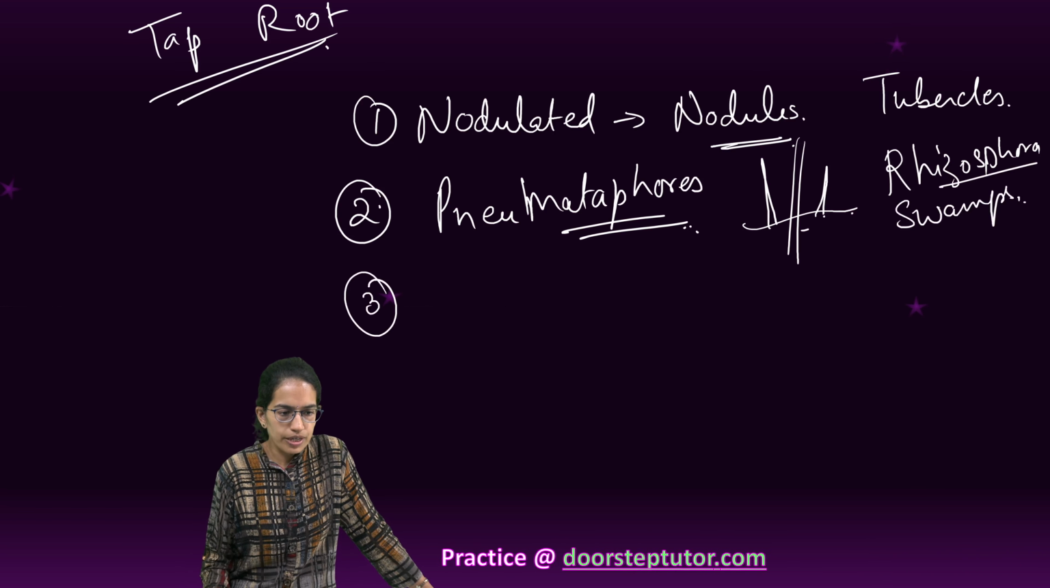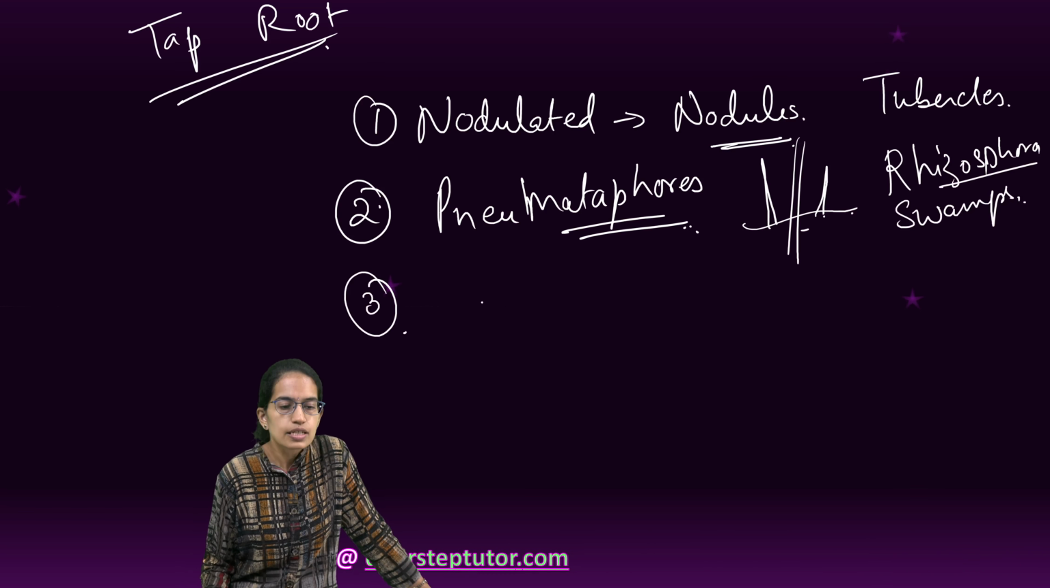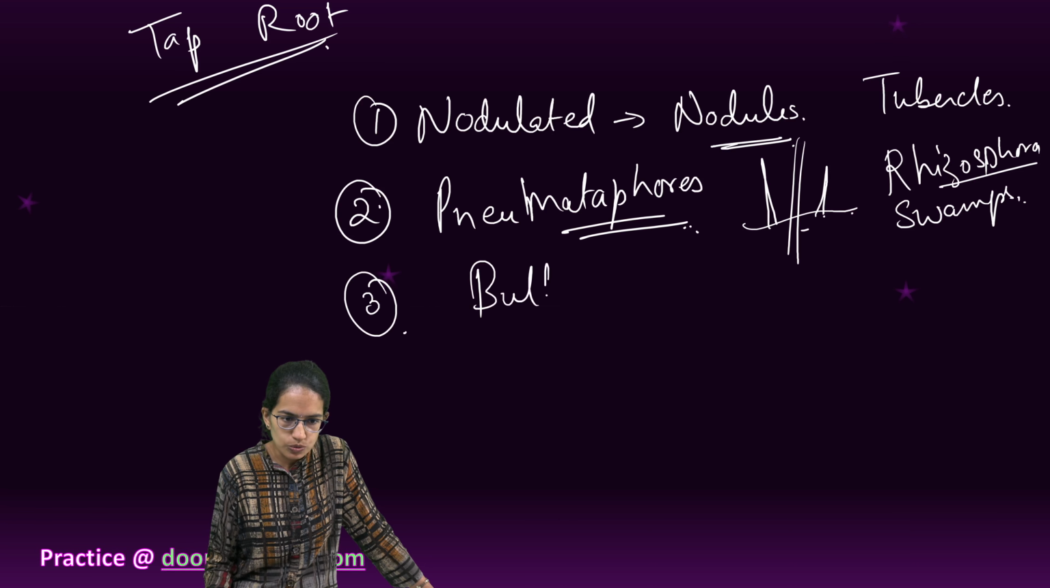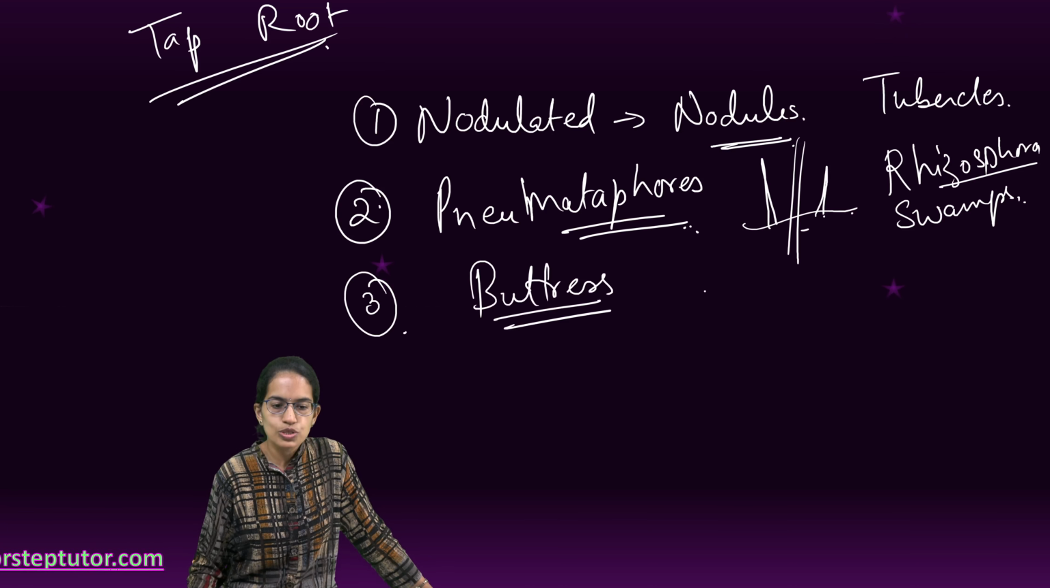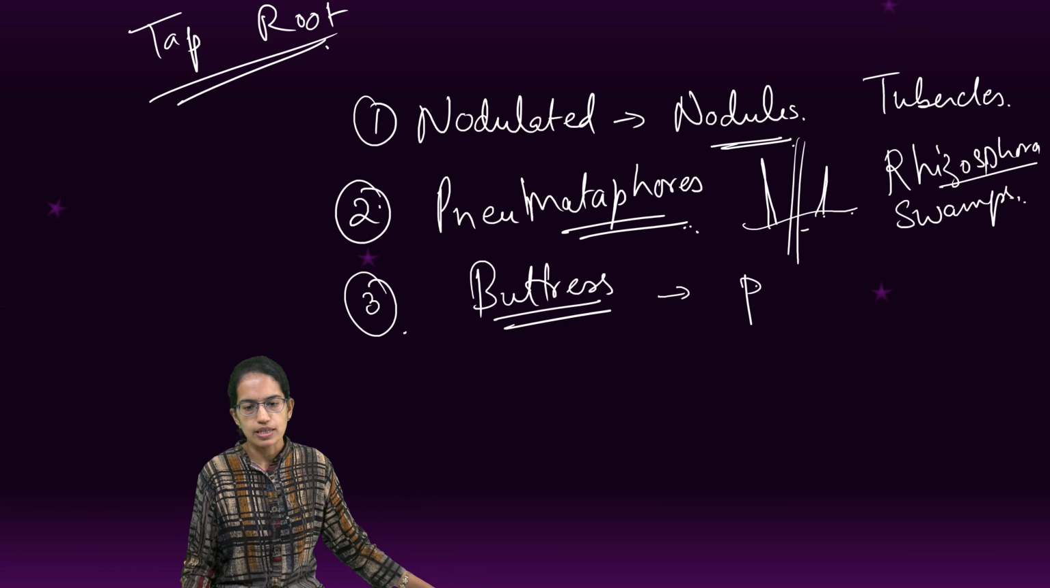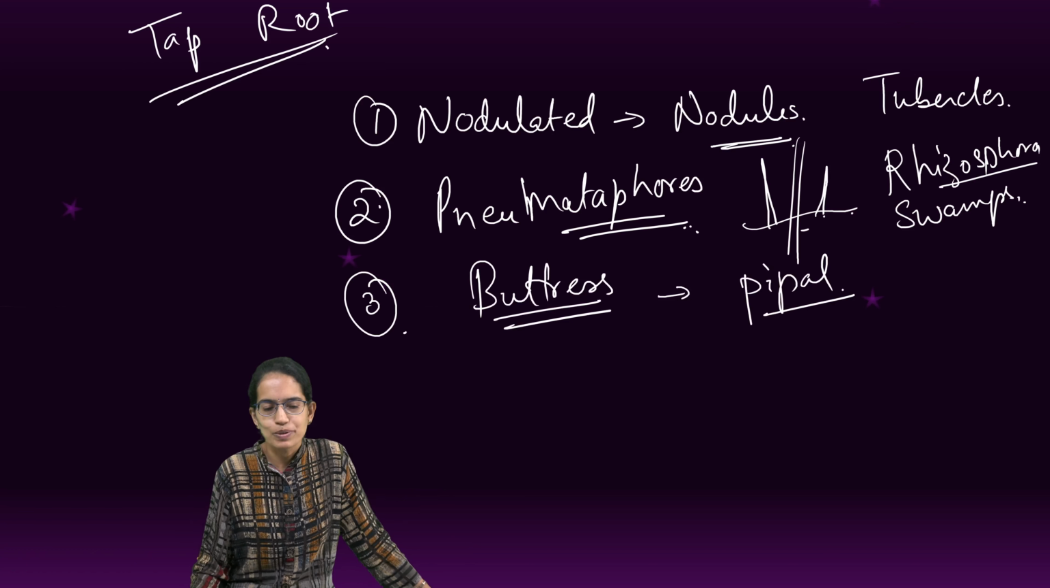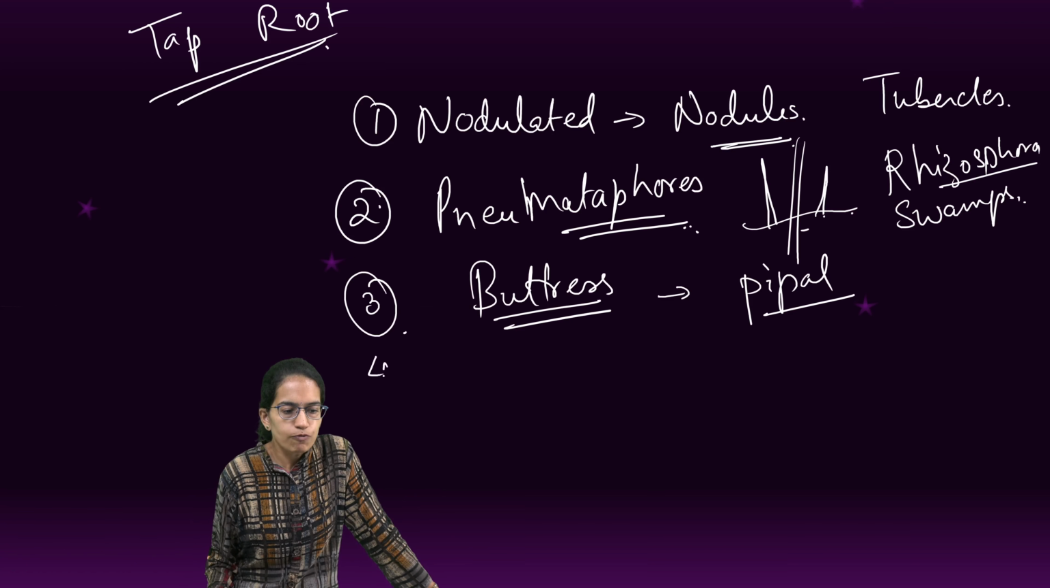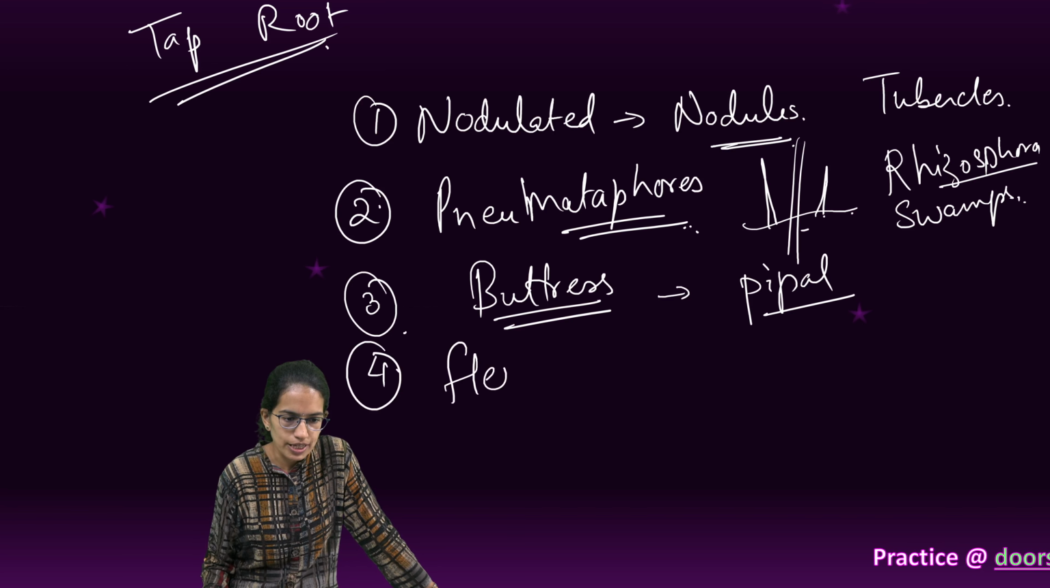The next important one is what is known as buttress roots. These roots give additional support and strength. The peepal tree is a good example to explain buttress roots. The fourth important one is the fleshy roots.